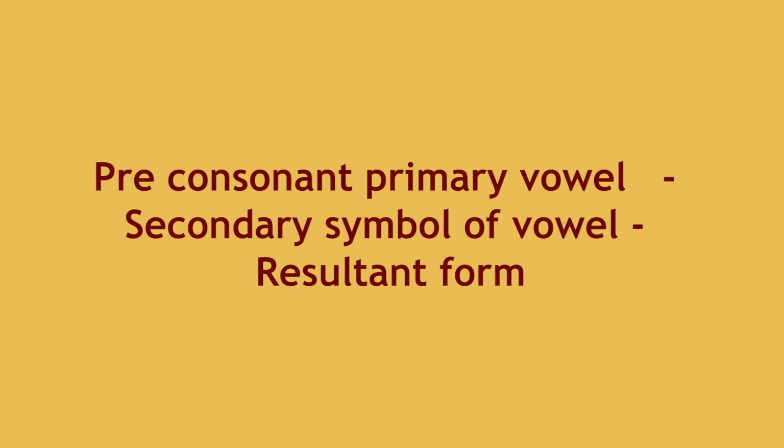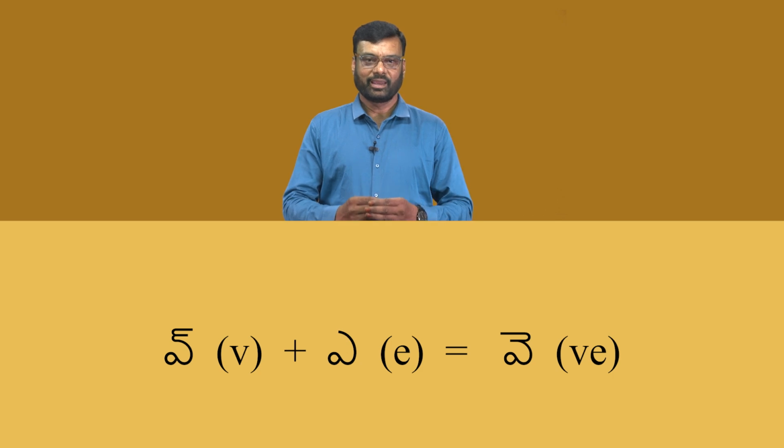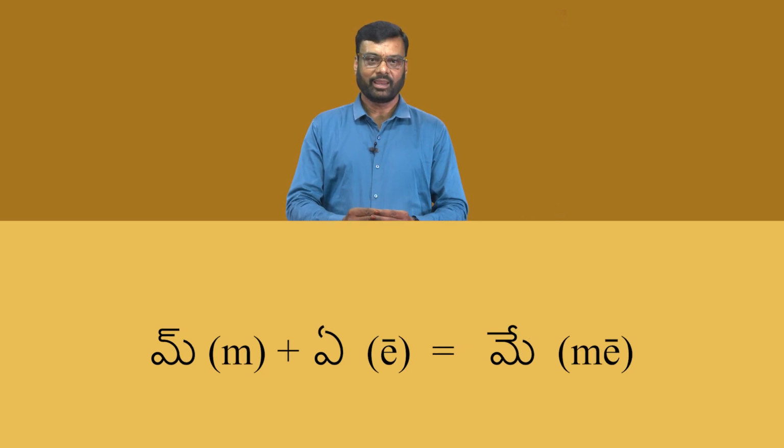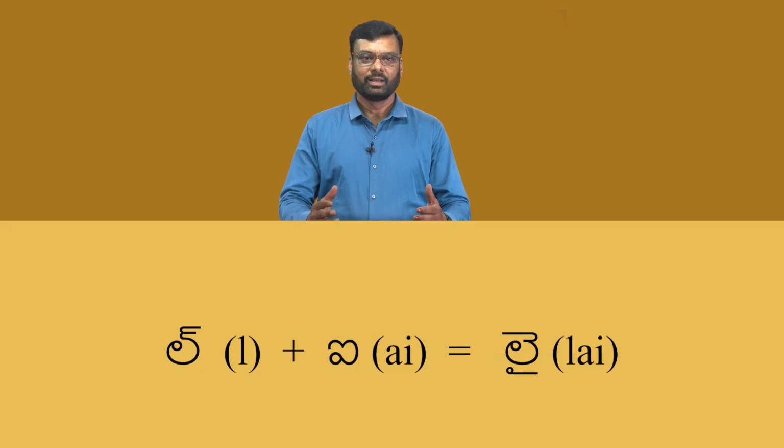Here, observe how secondary symbols are attached to consonants. Consonant, primary vowel, secondary symbol of vowel, and resultant form. Va plus aa, vaa. Ma plus aa, maa. La plus ai, lai.